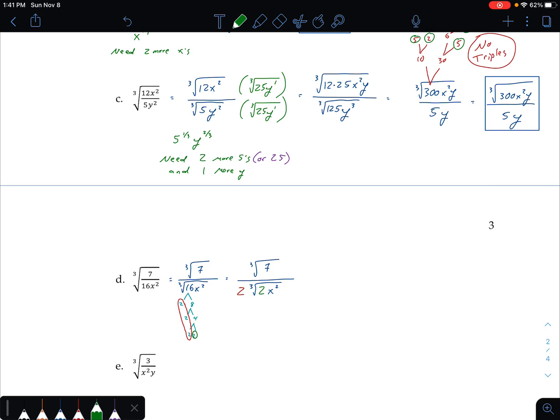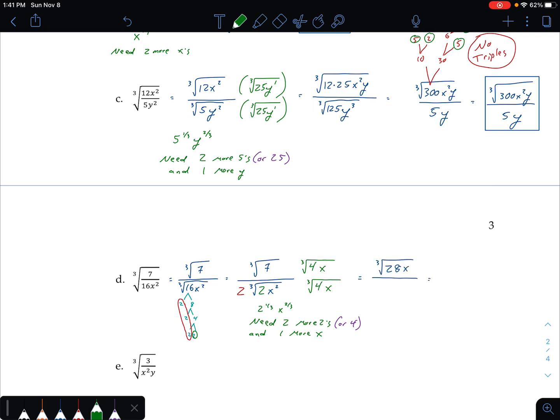Now I have a prime number on the inside. So I have a 2 to the 1 over 3, technically. And then I have an x squared, so 2 to the 1 over 3, x to the 2 over 3, meaning I need 2 more 2's, or 4, and I need 1 more x. So as you can see, I multiplied by the cube root of 4x on top and bottom.